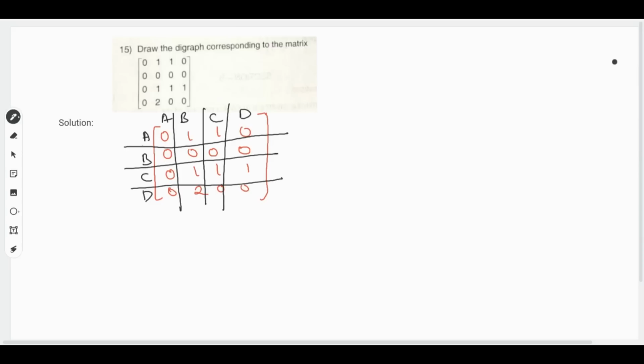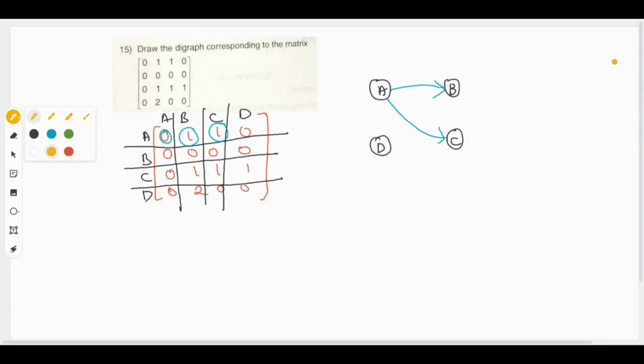So now we will write A, B, I'm just writing 4 points. Now see here, from A to A we have 0, means there is no connectivity. Then from A to B we have 1. So we have 1 from A to B. We should draw one line. Then from A to C we have one line. That is from A to C we have 1. Then from A to D we don't have any connections. You can go for the next one.